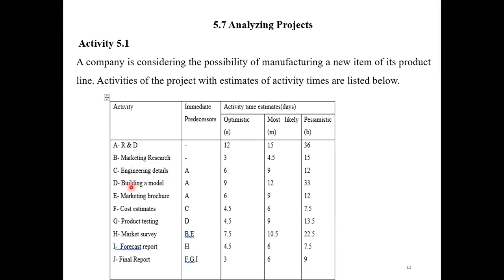What is D? Building a model for a product. What is E? Preparing marketing brochure. What is F activity? That means estimate the cost. G, product testing. H, market survey. I, forecast report. Then J, final report. Final report about the product.